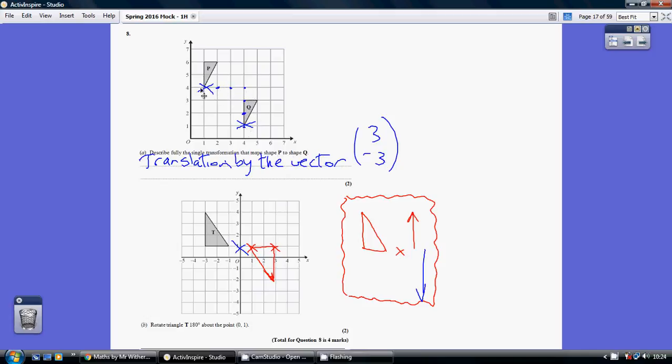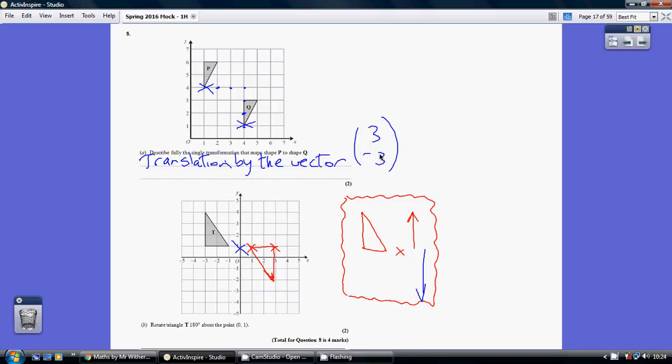Now days gone by, 3 to the right and 3 down might have sufficed, but I noticed on this answer, mark scheme it didn't. So we do need to get used to saying by the vector 3, minus 3. The top one is your left or right with 3 to the right. The bottom one is your up or down. As we're going down, that's the minus 3.